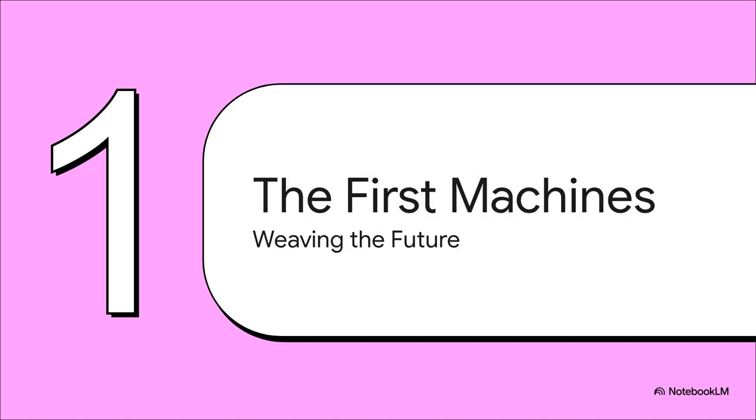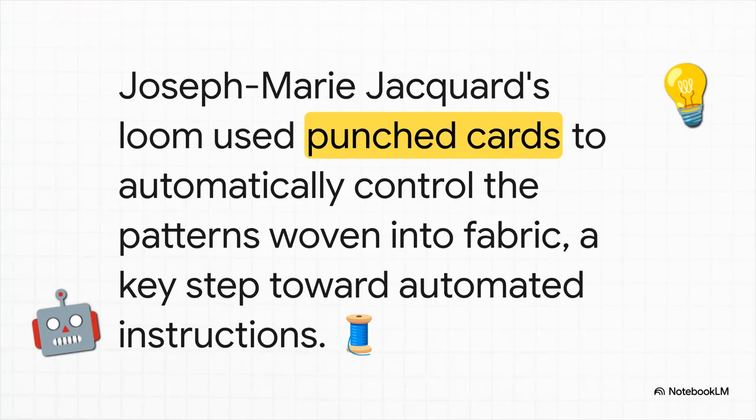So let's start with section 1, the first automated machines. Our story begins in a place you might not expect. We're literally weaving the future. The genius of this idea was its simplicity. Jacquard created these cards with patterns of holes punched into them.